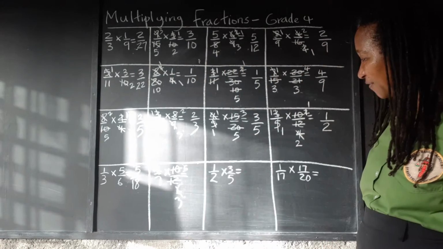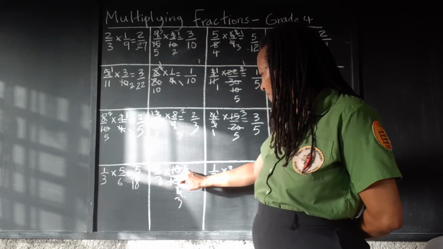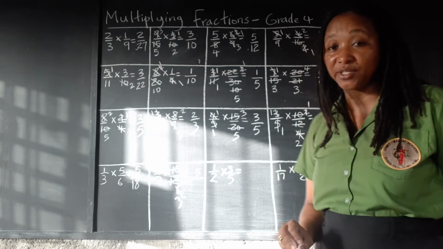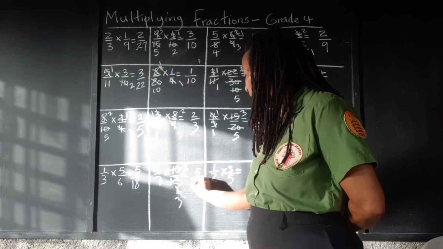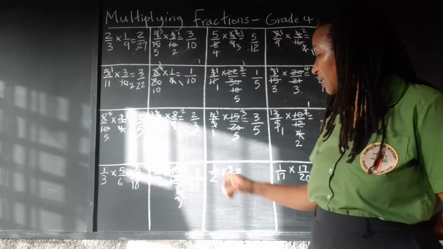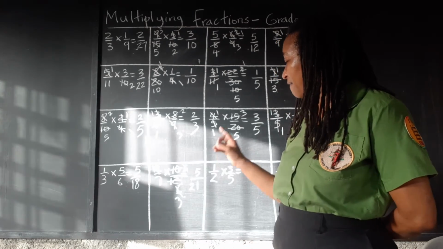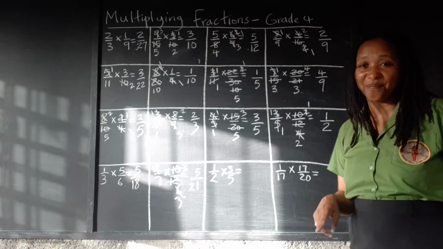So what are we left with? In the numerator we have 1 times 5, which is 5. In the denominator we have 7 times 3, which is 21. So our final answer is 5/21. Okay, so we're almost done.